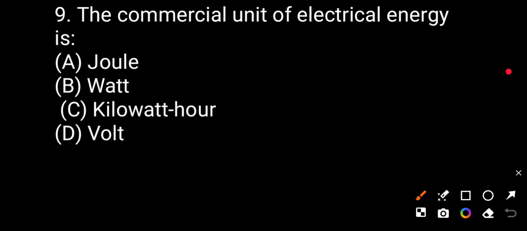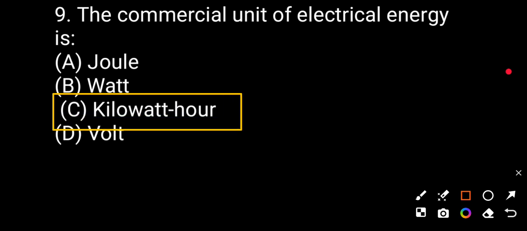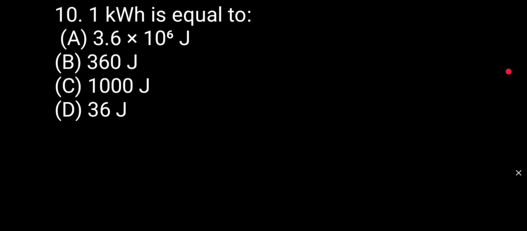Question number 9. The commercial unit of electric energy is joule, watt, kilowatt hour, volt. The correct answer will be C, kilowatt hour. Question number 10. 1 kilowatt hour is equal to A. 3.6 into 10 to the power 6 joule, 360 joule, 1000 joule, 36 joule. Correct answer will be A.